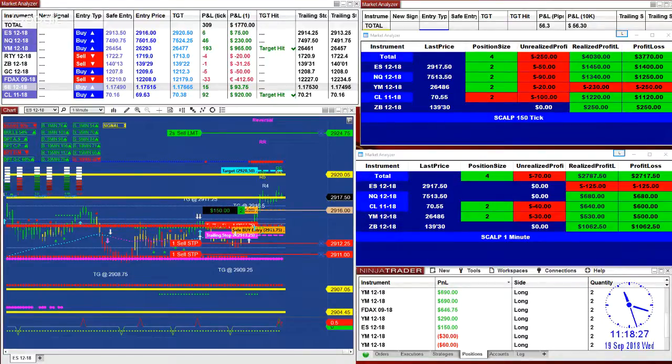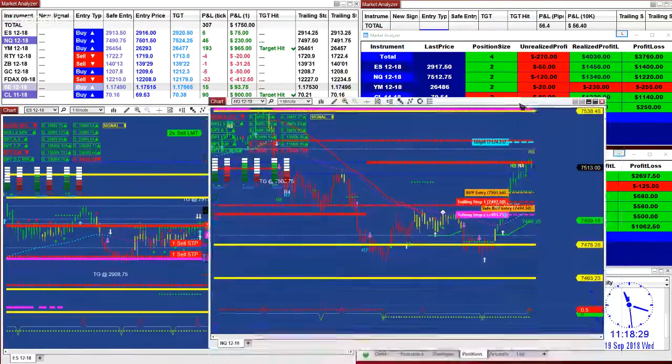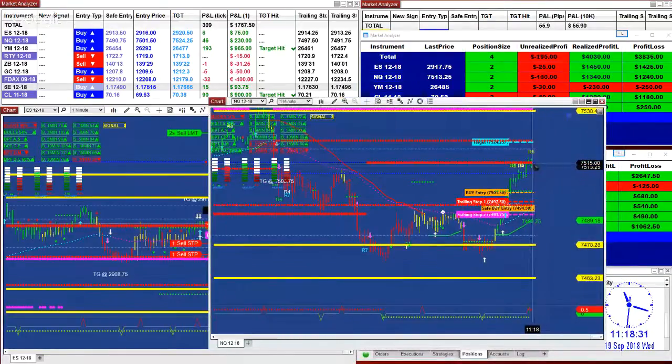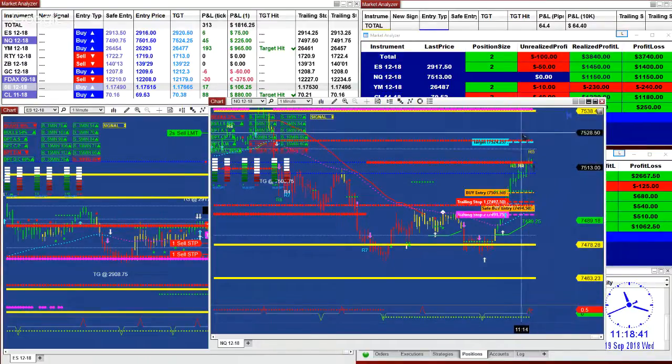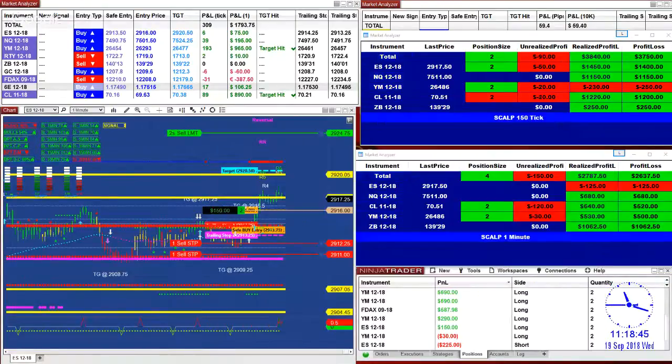NASDAQ, a little bumper on the way. Keep your eye on the 75, 15, 25. This is where the problem is coming from on the NASDAQ, but the target, we should hit the target. So, really sideways market.